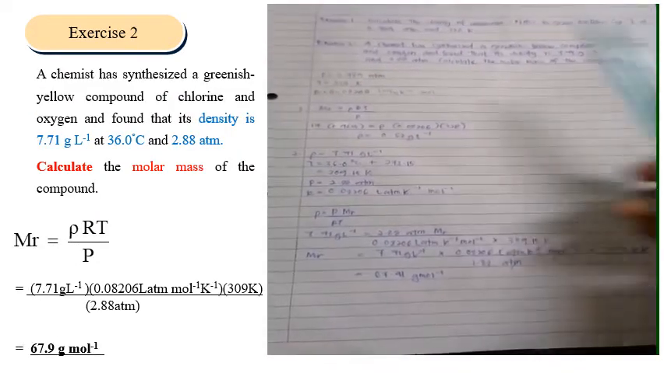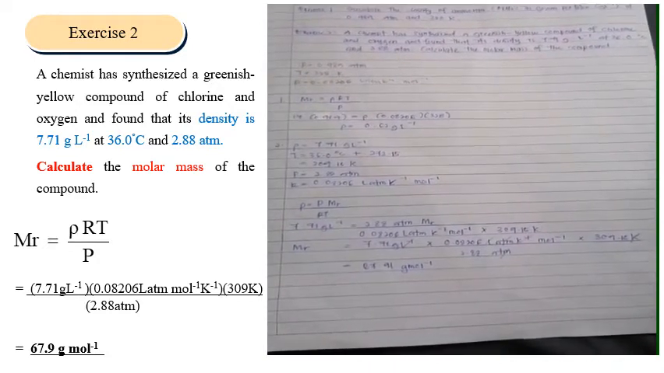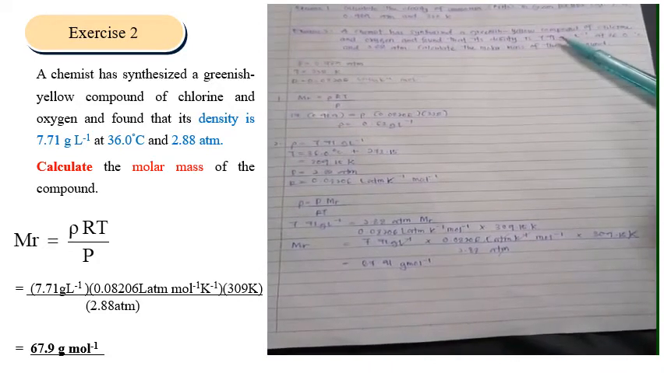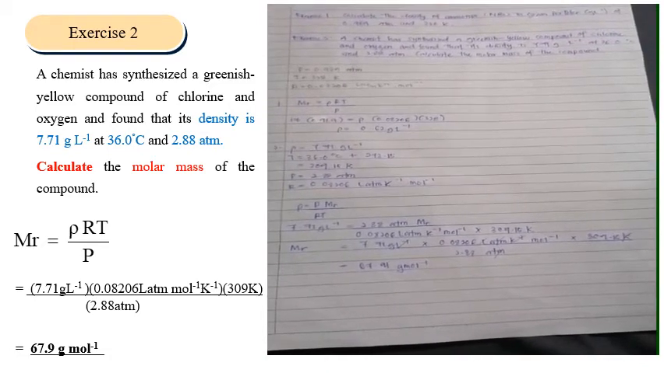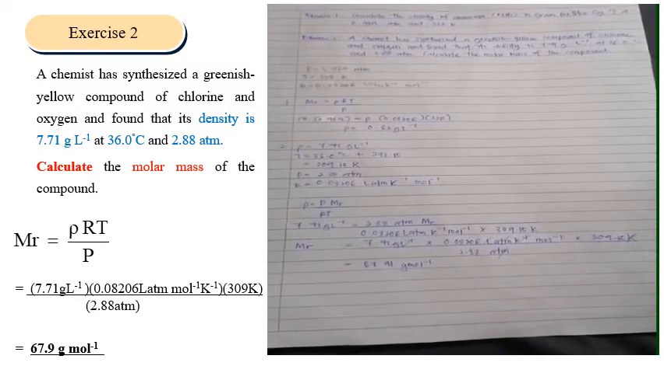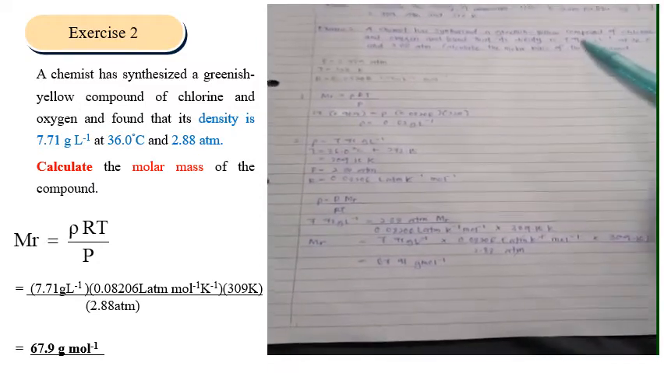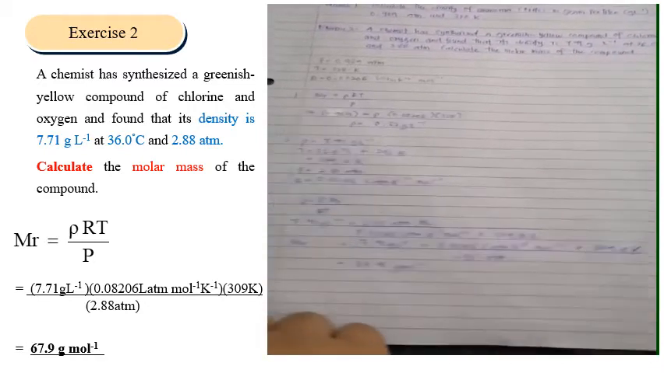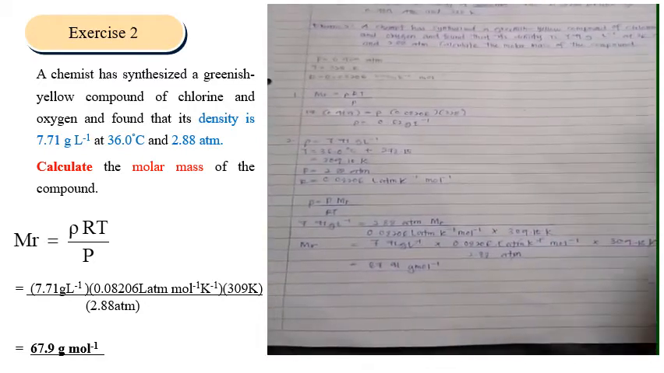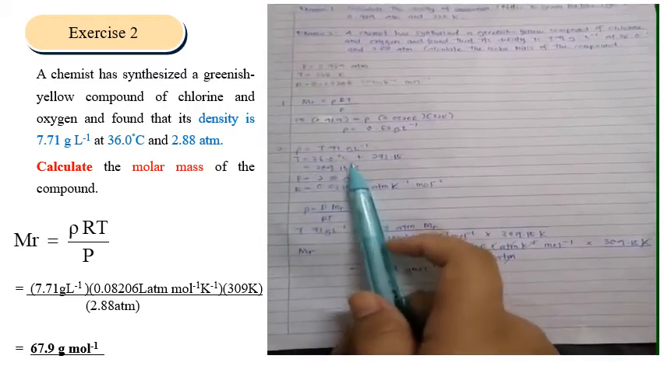Second question: a chemist has synthesized a greenish yellow compound of chlorine and oxygen and found that its density is 7.71 gram per liter at 36 degrees Celsius and 2.88 atm. Calculate the molar mass of the compound. Again, take out all the information from the question and we get the density is 7.71 gram per liter and the temperature is 36 degrees Celsius.